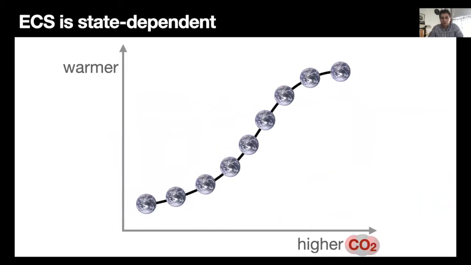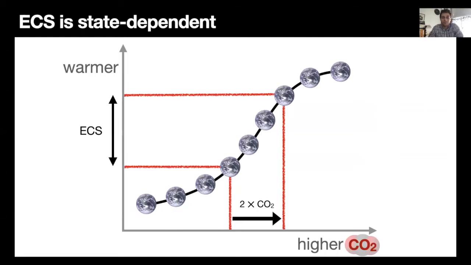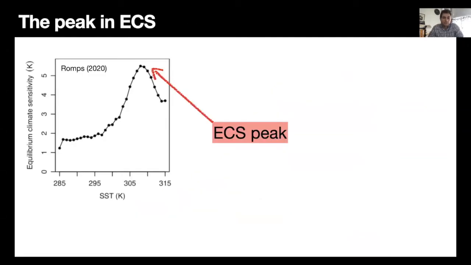But if we take a broader view, we can easily define ECS for other base states. So there's actually some curve like this that relates the amount of CO2 in the atmosphere to the global mean surface temperature. And if we know this curve, then we can calculate the ECS for any base state by simply doubling the equilibrated CO2 concentration and then finding the corresponding warmer surface temperature. So we could do that for a cold base state with low CO2, or we could do it for a warmer base state with higher CO2. It's the same procedure.